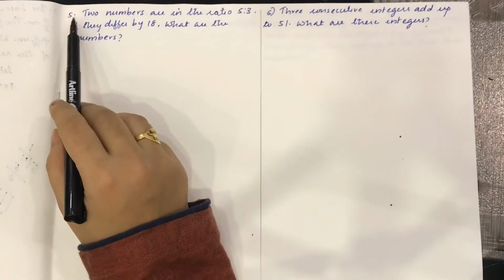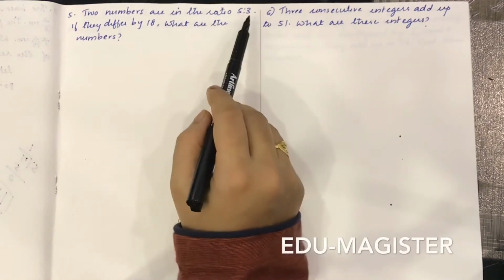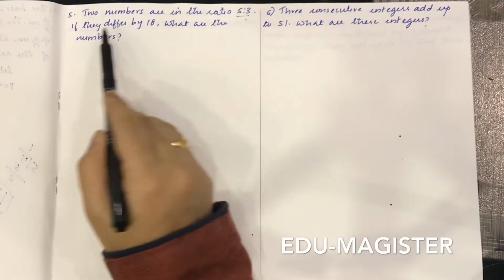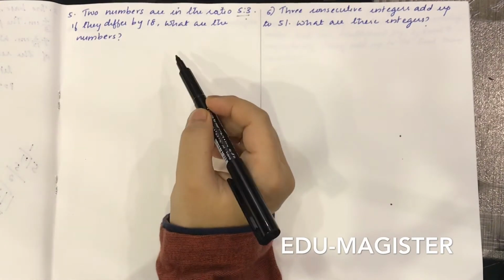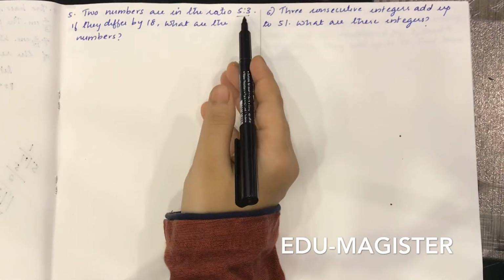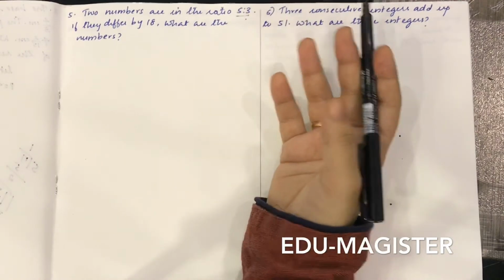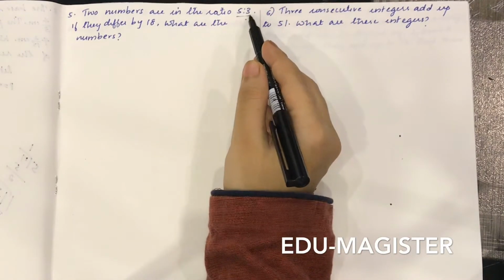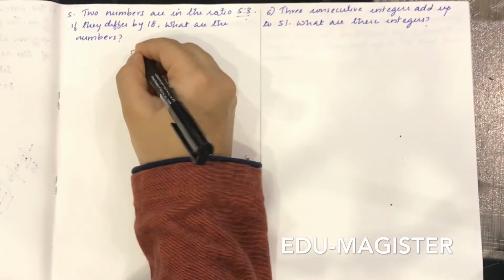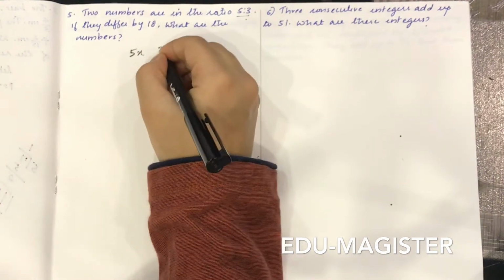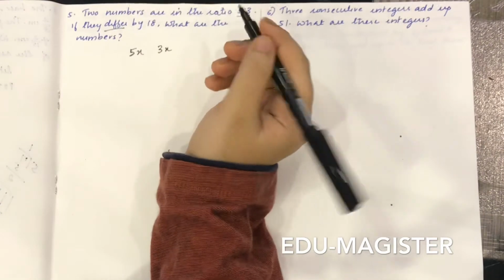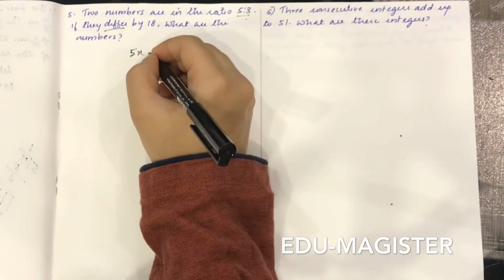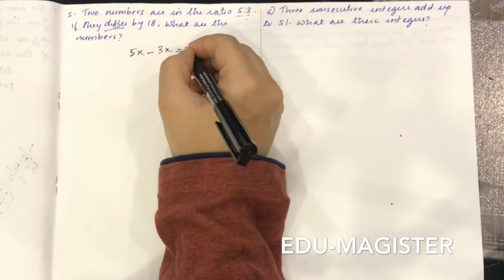Now question number 5. Two numbers are in the ratio 5:3. If they differ by 18, what are the numbers? Whenever a question is given that it is in the ratio of something, I mean like 1:2 or 2:3, here it is 5:3. So the numbers will be 5x and 3x. Now if they differ by 18, what is differ? Means subtract. So 5x minus 3x is equal to 18.